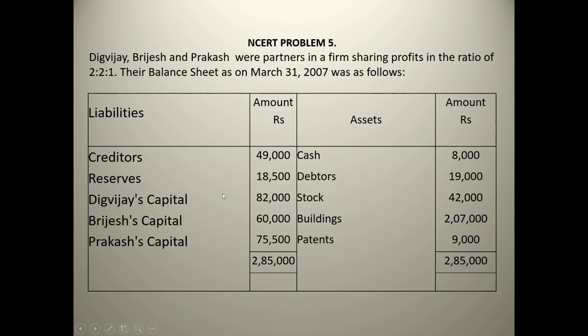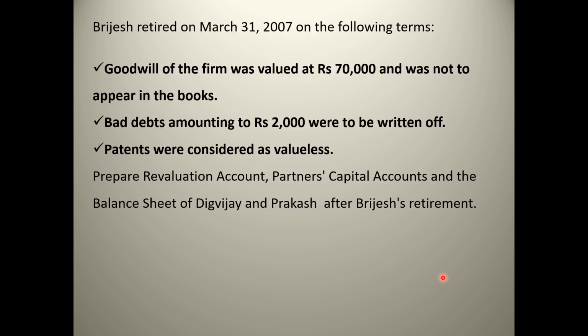This is their old balance sheet at the time of retirement of the partner. On the liability side: creditors 49,000, reserve 18,500, Digvijay's capital 82,000, Brijesh's capital 60,000, Prakash's capital 75,000, total of the liability side 2,85,000. On the asset side: cash 8,000, debtors 19,000, stock 42,000, building 2,07,000, patent 9,000, and the total of the asset side is 2,85,000. Now we'll see the additional information.